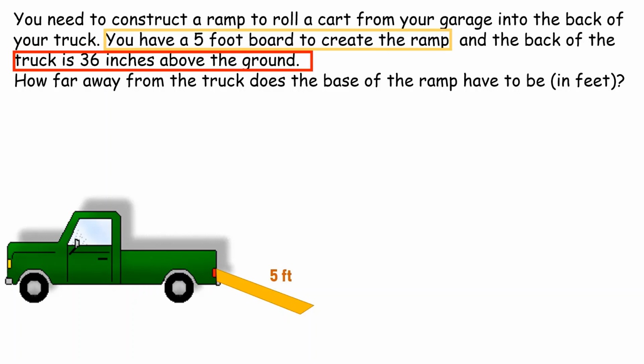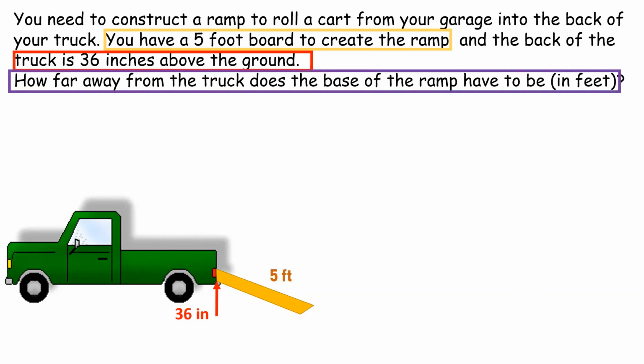We also know that the back of the truck is 36 inches above the ground. We'll let the arrow represent the distance from the ground up, which is 36 inches. They're asking us how far away from the truck does the base of the ramp have to be. We'll draw an arrow from the truck away to the ramp.